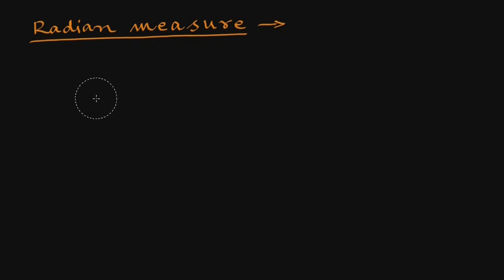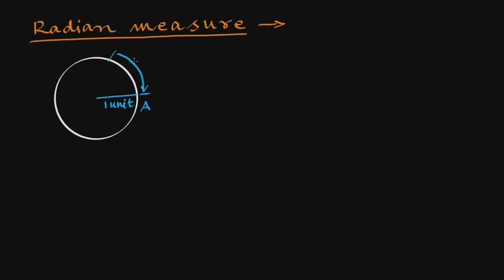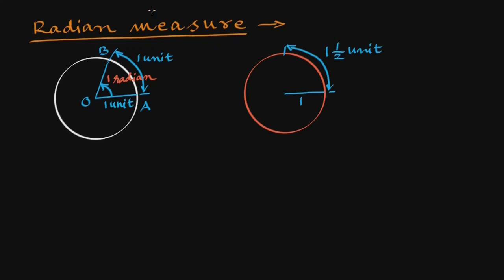Let us understand radian measure. Let us draw a unit circle, a circle of radius 1 unit. Let AB be the curved length of an arc of this circle whose length is also 1 unit. Then the angle subtended by this arc at the center O of this circle is said to be of measure 1 radian. If the length of this arc is 1.5 units, then angle made by this arc CD at the center O of this circle is 1.5 radian.